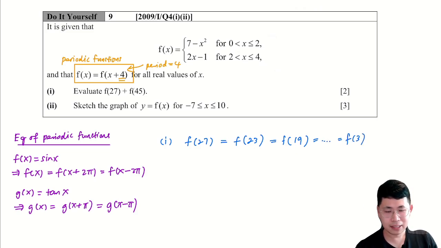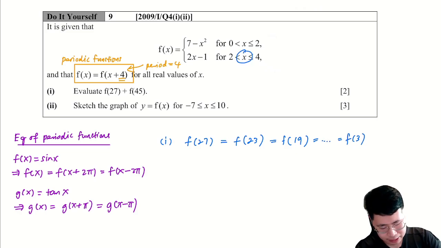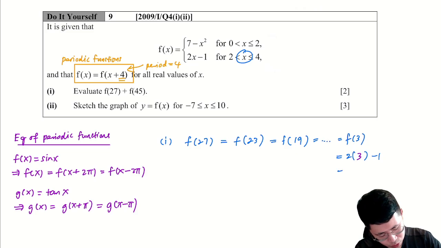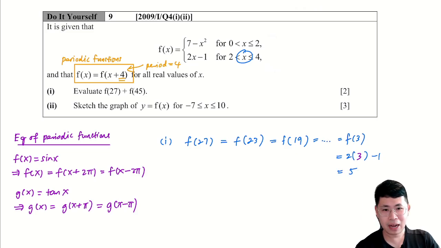I can keep minusing 4, minus 4, minus 4, minus 4 until I get f(3), because 3 plus 4 is 7, plus 4 is 11, 14, 19, 23, 27. Okay, so you keep adding 4, so all these values are going to be equal. And what is f(3)? When x is equal to 3, we follow 2x minus 1. So the x over here will follow this 3. Okay, so what is 2 times 3 minus 1? So this value is 5.